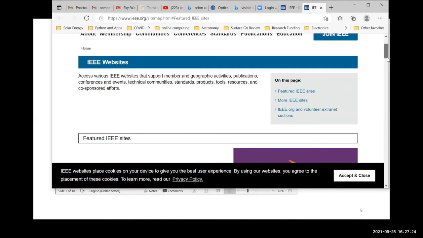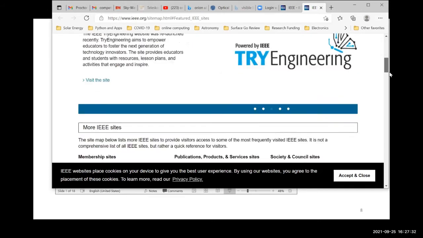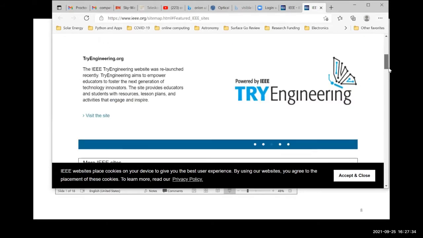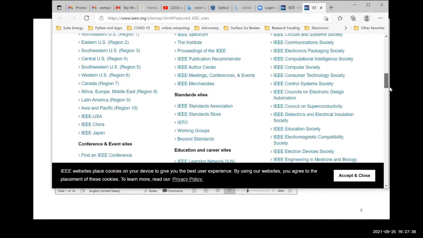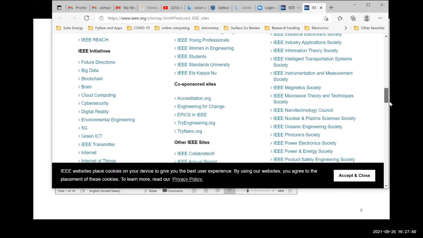You can access various IEEE websites that support member and geographic activities, publications, conferences, and events, right? Even without becoming a member, you can access these websites and learn a lot, and there will be a lot of material for you to benefit from. There is information about 5G and all these IEEE initiatives, co-sponsors, etc.